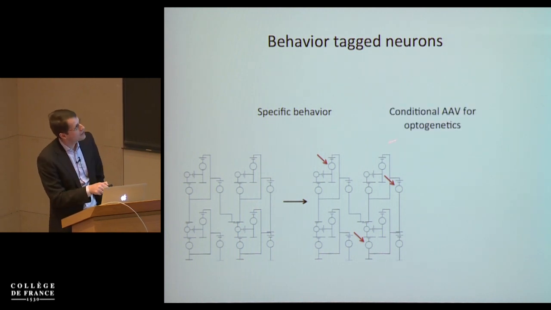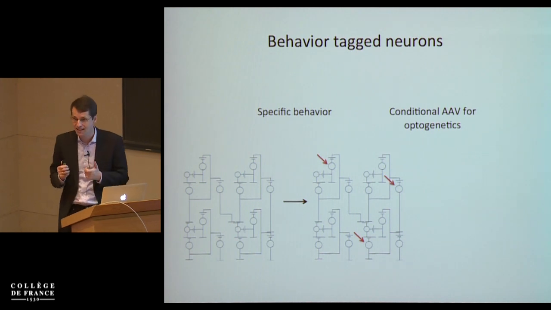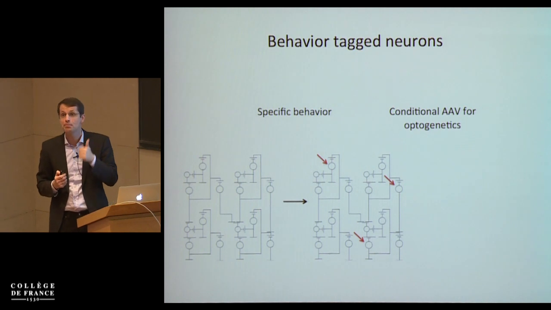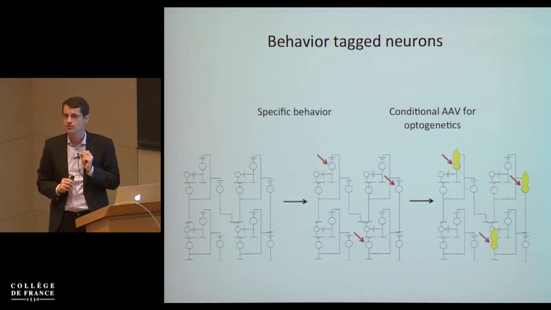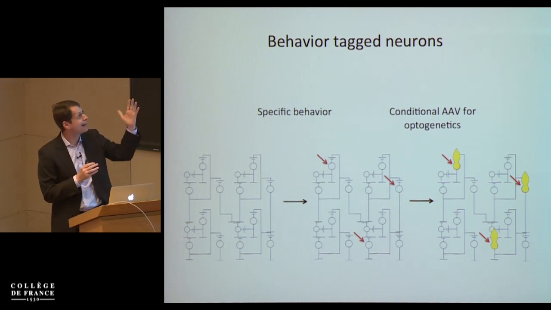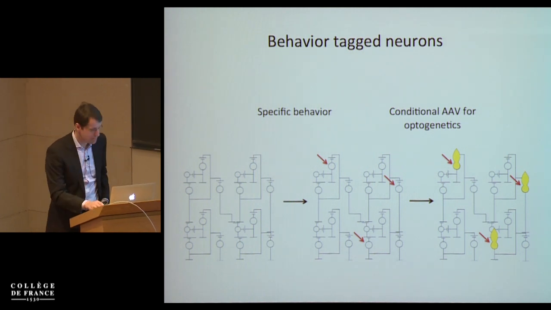Now, you come with an AAV, just what I described, but such that this AAV is now conditional on the presence of a tag. So it's an AND gate, a logical AND gate. So you only get expression if you have the AAV plus you have the tag, and then you turn these neurons into photoreceptors. So these are the two ways you can label neurons: either by behavioral tagging or by cell typing.